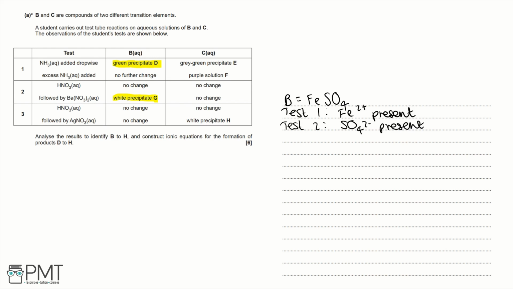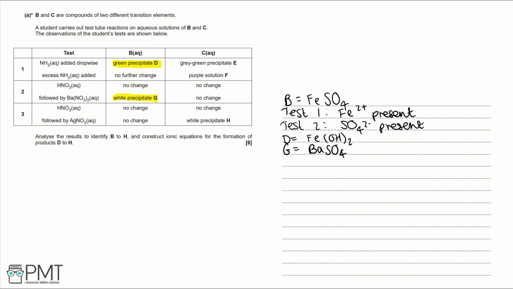So if we do D first, D is equal to Fe(OH)2, or iron hydroxide, and G is equal to barium sulfate. D is because we're adding this base, we're adding OH- to iron 2+, so we get the compound D as a precipitate. And then G is because we've got this sulfate ion, it likes to be with barium, so it's going to displace this nitrate ion. So we've looked at B because we've got no change with test 3.